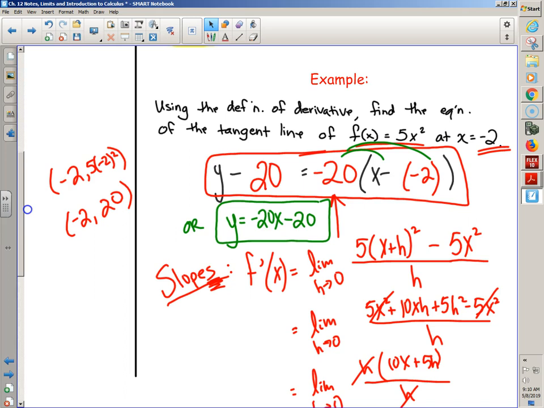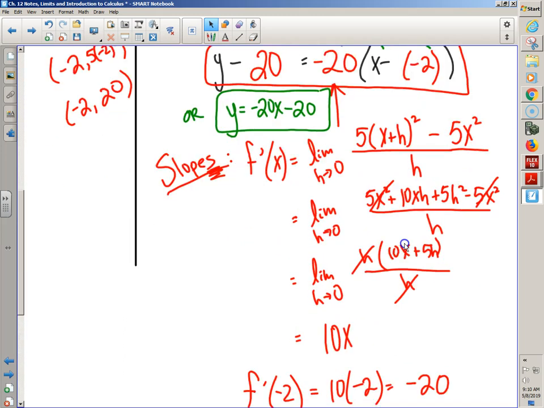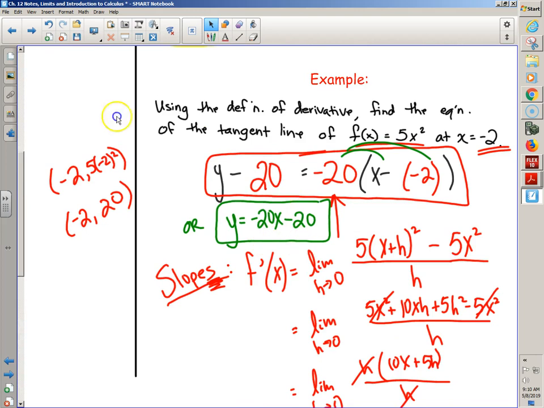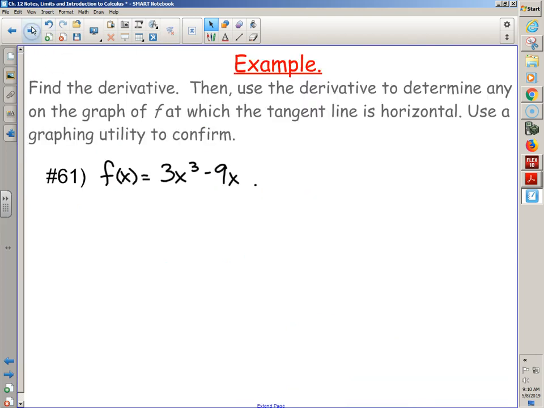So, we have just found an equation of a tangent line with each of its pieces. Who is the x? Who is the y? Who is the slope? Using the definition of the derivative. And then we said, okay, we could make it look pretty if you want.